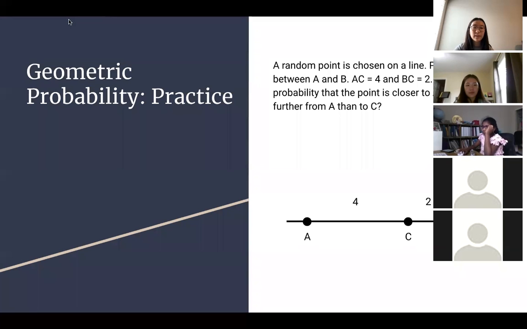Okay, so next question. A random point is chosen on a line. Point C is between points A and B. AC equals 4 and BC equals 2. So what is the probability that the point is closer to A than B, but further from A than to C? So it's a little bit confusing, but think about it.